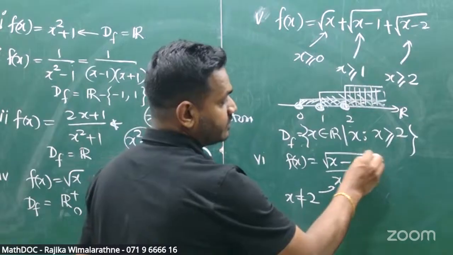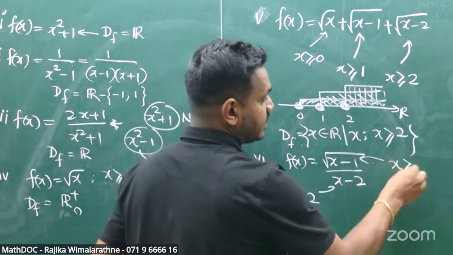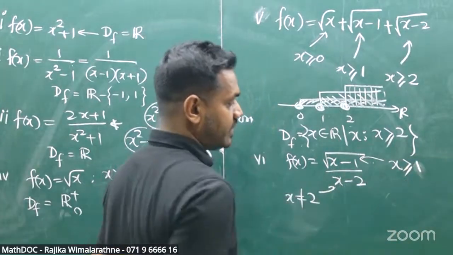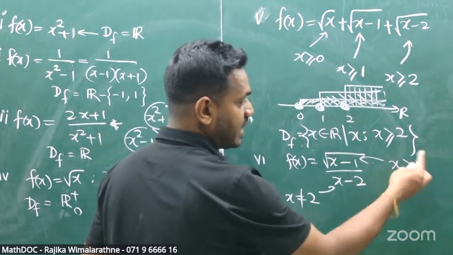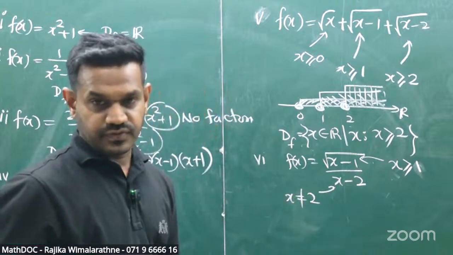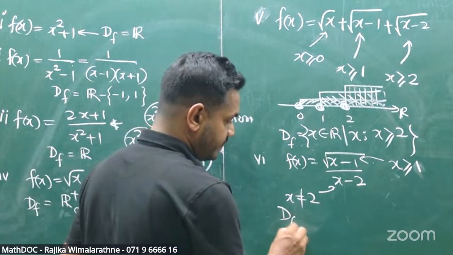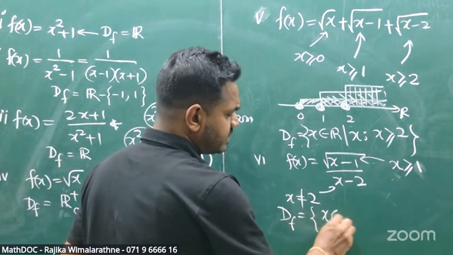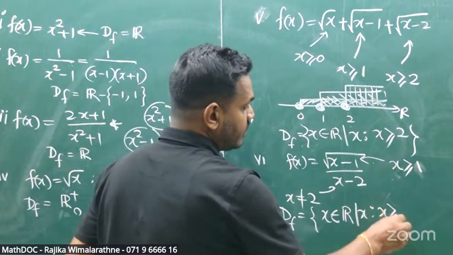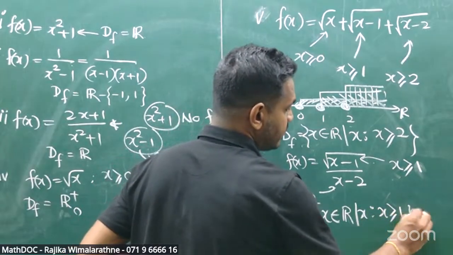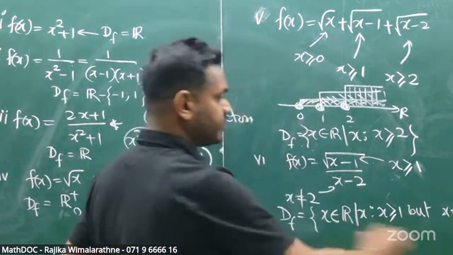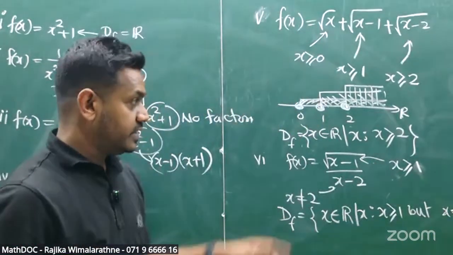And within the square root, values must be non-negative. x greater than or equal to 1, no? x greater than or equal to 1. Therefore, finally, x greater than or equal to 1, but you have to exclude 2. You have to exclude 2. Therefore, here the domain is x any real value such that x greater than or equal to 1, but x not equal to 2. You have to remove 2, no? So that is the domain.